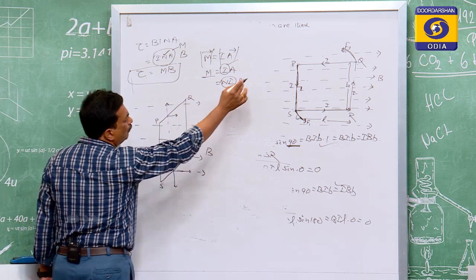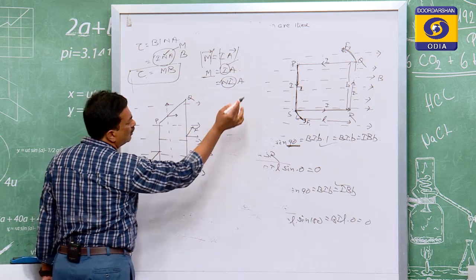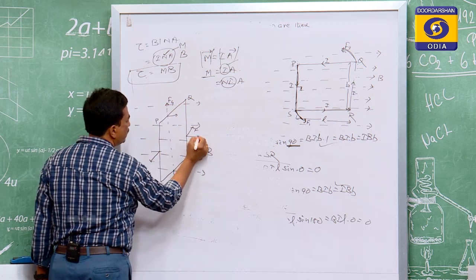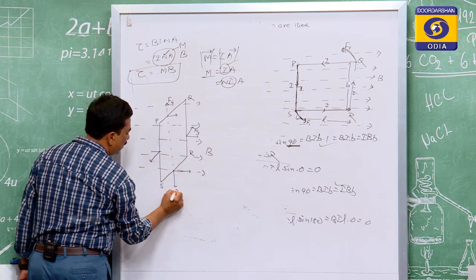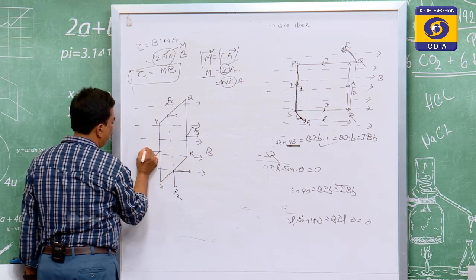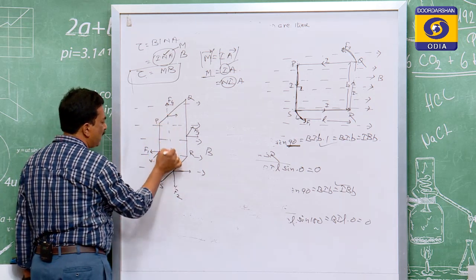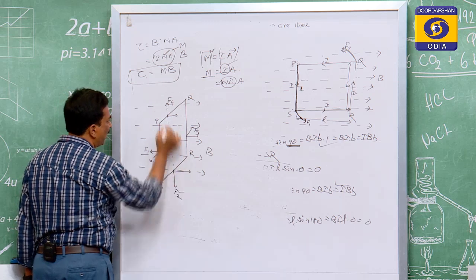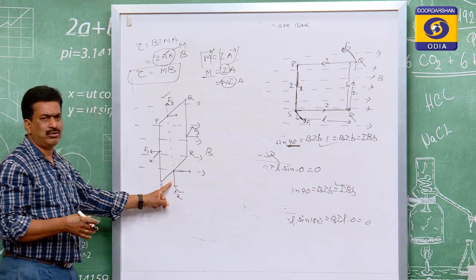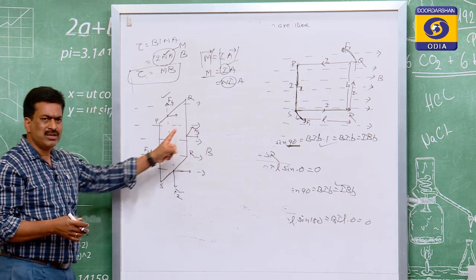For the arm PQ we have taken F1, and for the other arms F2, F3 and F4. You see F2 and F4 are acting on the same line of action, so the values of F2 and F4 are equal and opposite, and they cancel. The remaining are F1 and F3, and their magnitudes are also the same.